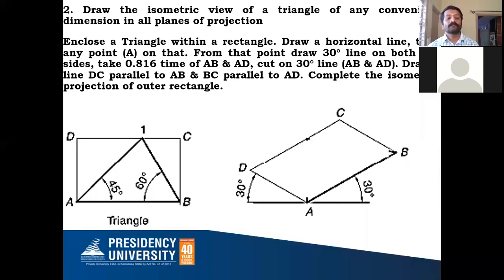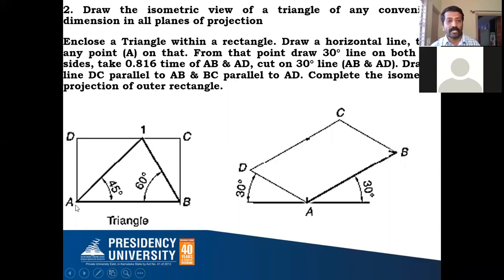Okay, now a triangle has only three sides. Except for the square or the rectangle, where we get four sides and can easily draw the isometric projection, for other shapes we have to enclose the object within a box. We will call this the box method. We have to enclose whichever object we want to draw the isometric projection of within a rectangular or square box. How do we enclose the triangle within the rectangular box?